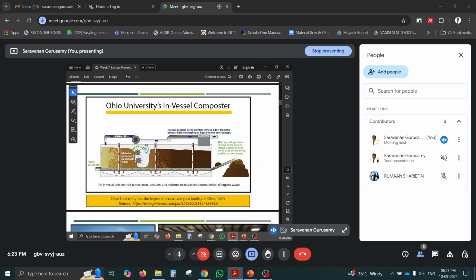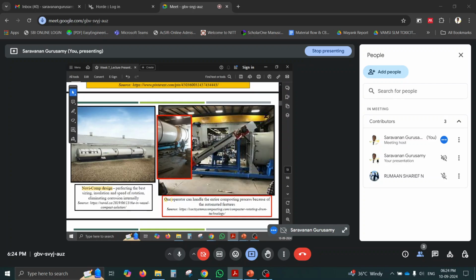Again, the air is also flowing through all the pores through the bottom of the tank. The matured compost will be taken after 14 days from the system, and again it will be kept for curing for the next 90 days. This is another model called the Novi Comp design, and the advantage here is that one operator can handle the entire compost process. That is the advantage here.